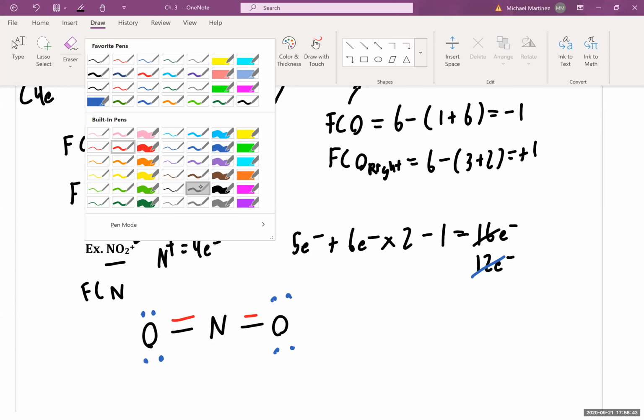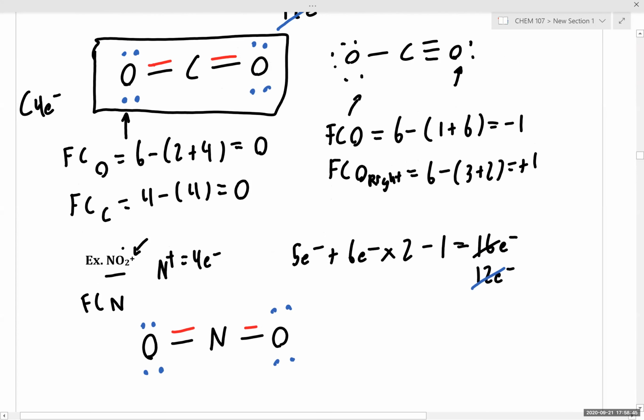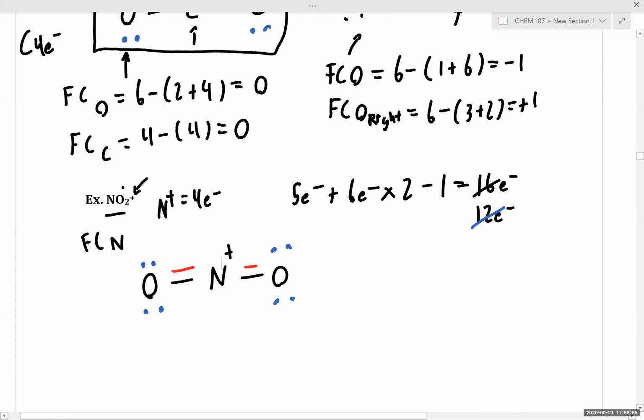Now, why does this work? Well, by analogy, you can see that we've essentially just replaced carbon with nitrogen plus. Now, where did I get that nitrogen plus from? Well, when you calculate your formal charges from scratch, you'll see that the formal charge of nitrogen is 5 minus 4, which gives us plus 1. So all is right with the world in that respect.